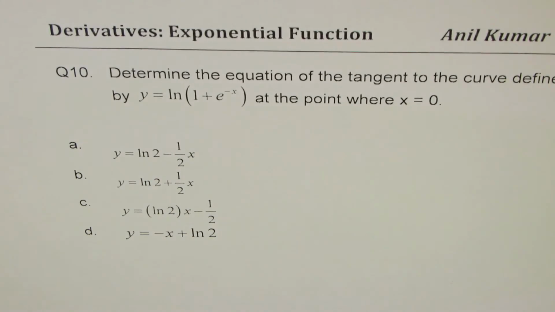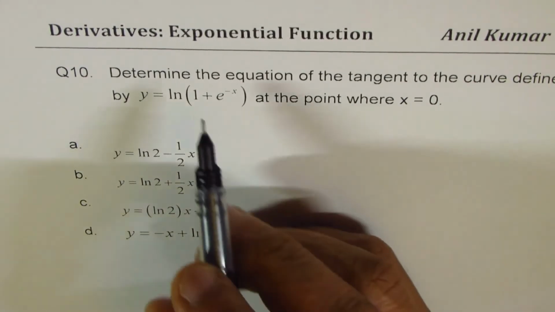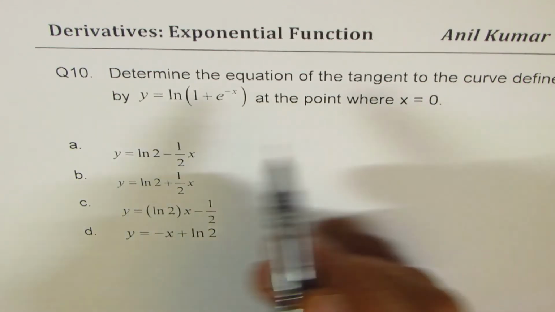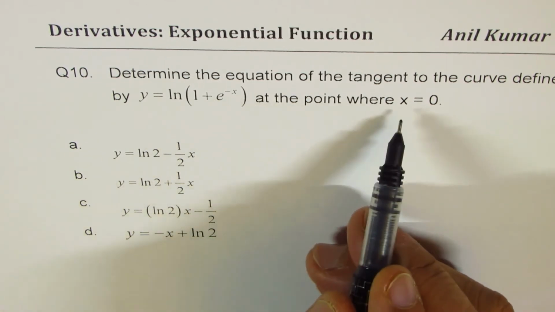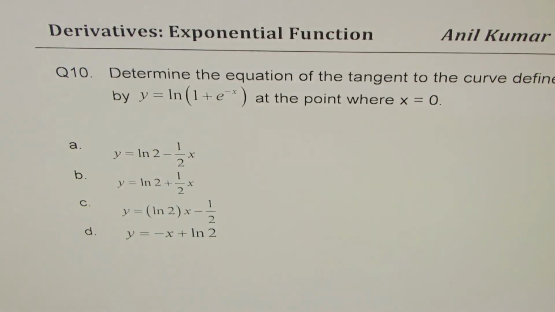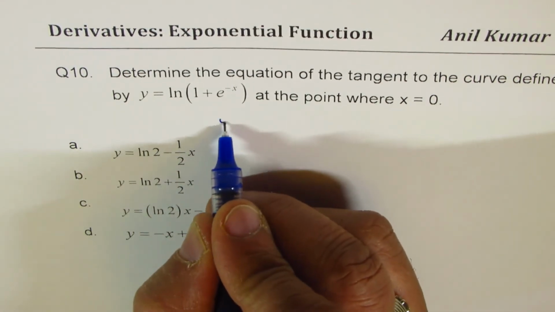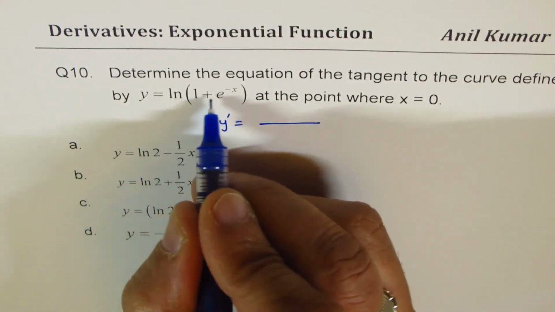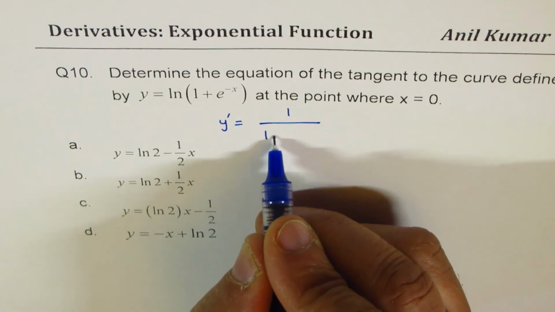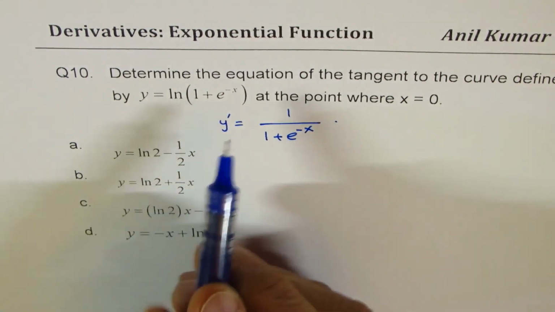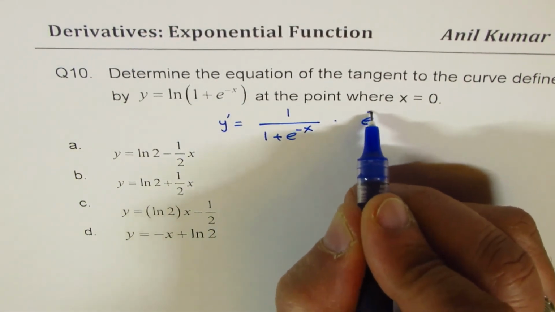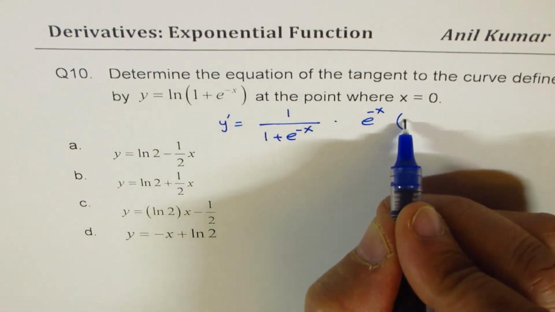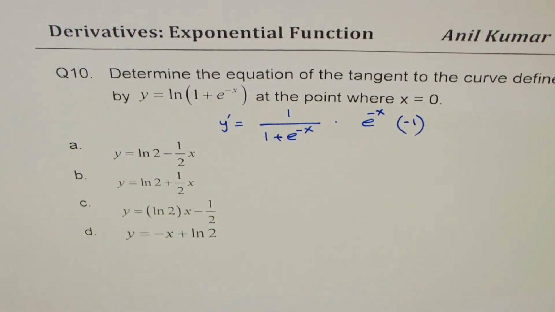Question number 10, which is also our last question. We need to determine the equation of the tangent to the curve defined by y equals ln(1 plus e to the power of minus x) at the point where x equals 0. So to find the tangent, let's find the slope first. Slope means derivative at x equals 0. So the derivative of ln of this means 1 over all this, 1 plus e to the power of minus x, times the derivative of the function, right? So it is minus e to the power of minus x times minus 1, correct? So that becomes the slope.